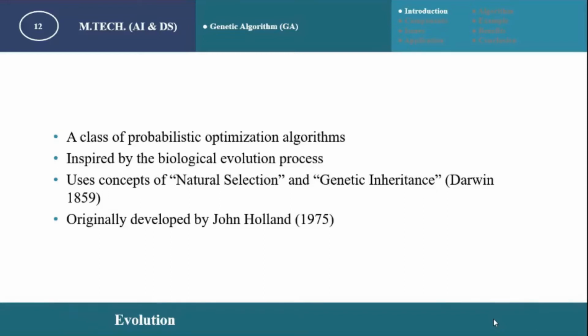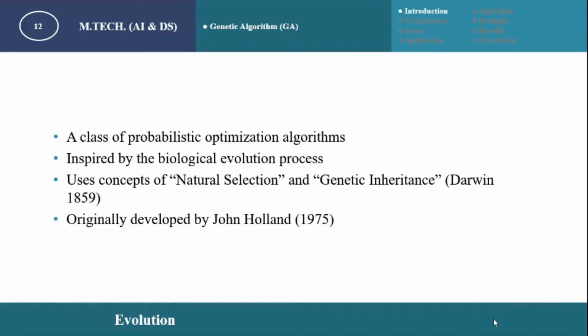It is not just a single algorithm. Even though there is a single framework on which genetic algorithm works, it is actually a class of different algorithms combined together. And this genetic algorithm is inspired by the biological evolution process, that is the natural selection and genetic inheritance. These concepts were put forward by Charles Darwin in 1859.